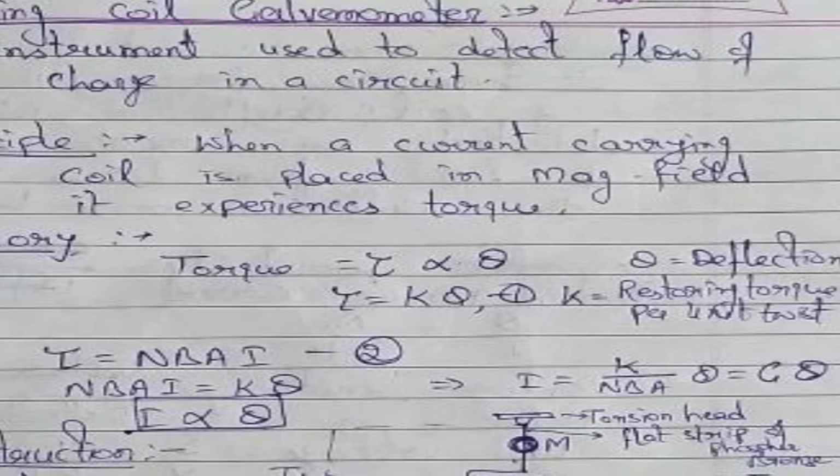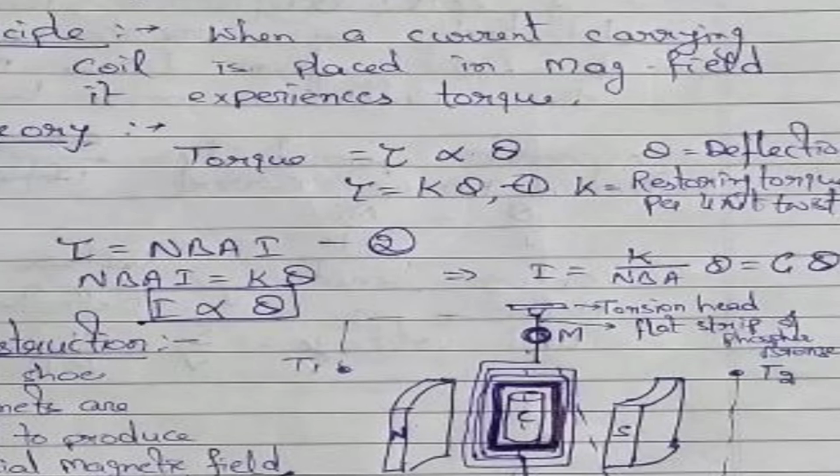Let K be a proportionality constant, which is the restoring torque per unit twist. Also we know that torque is equal to NBAI. So equations 1 and 2 are the same, so we get I is directly proportional to theta, or I is equal to K upon NBA times theta. K upon NBA is the galvanometer constant G, so I is equal to G theta.